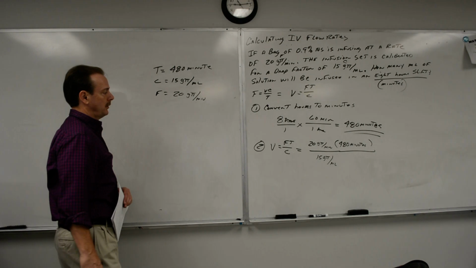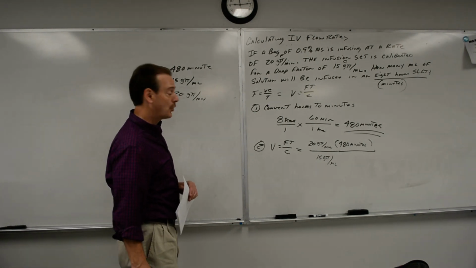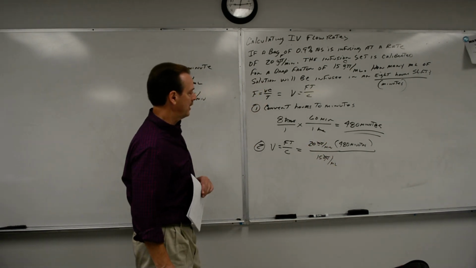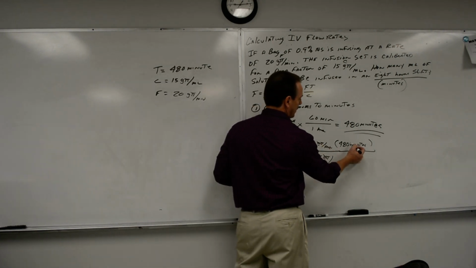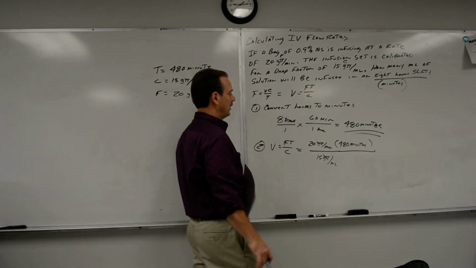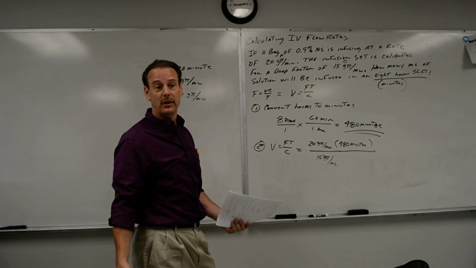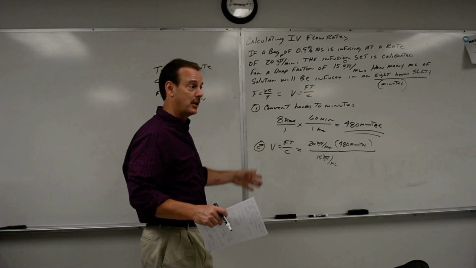All right, what's going to cancel? Drops are going to cancel because we've got them here in the numerator and here in the denominator. What else is going to cancel? Minutes, because we got minutes here in the denominator and minutes here in the numerator, so those cancel. So what are you going to be left with? Milliliters, which is a unit of volume, which is what we're looking for, right? So that sounds like it makes sense.